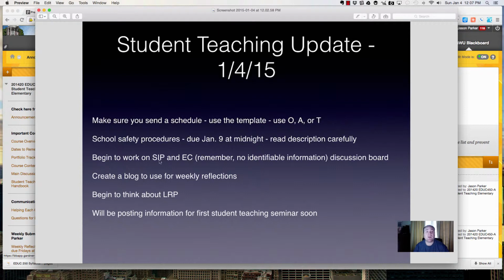For the School Improvement Plan, a lot of you were able to transfer your placement from 435 or 436 into student teaching, so you're already bringing a wealth of knowledge about your school's improvement plan to student teaching. Just make sure that you are submitting all requirements there.